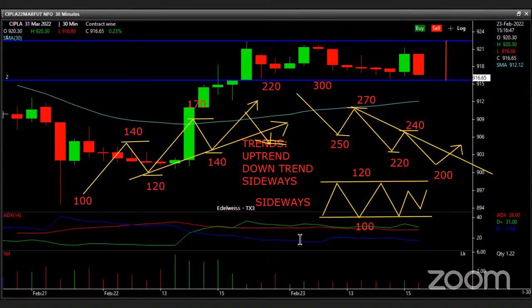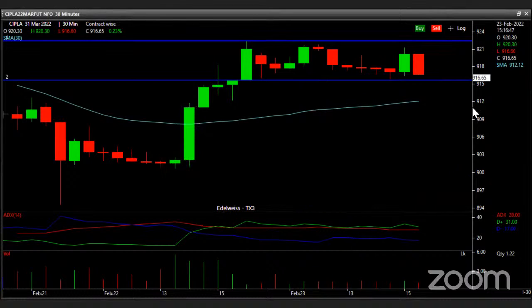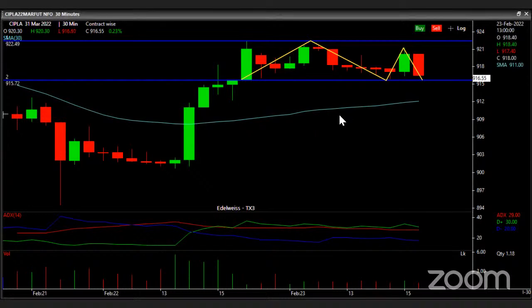Correct. And now, sir, a very, very interesting part. See the CPLA chart very carefully. What has CPLA done today? It went up, then came down, again up, again coming here. So we are not getting any such opportunity to trade in CPLA until and unless these levels are broken. Very clear. Any queries? Anyone have?